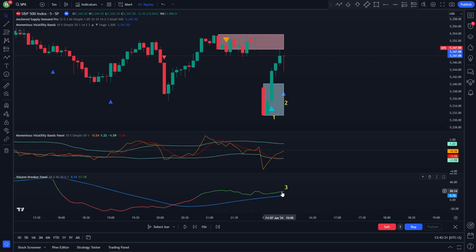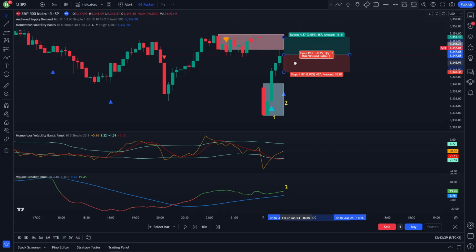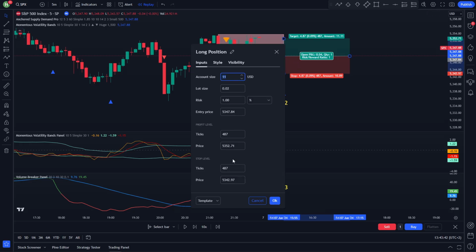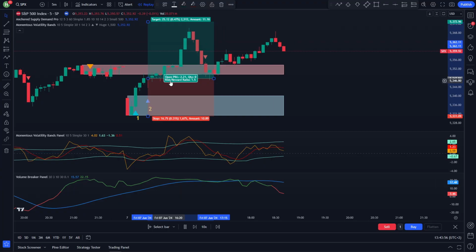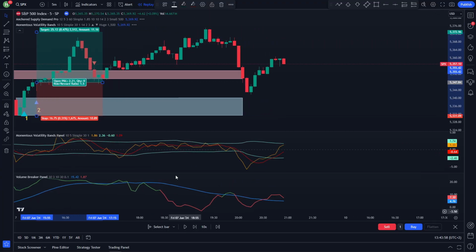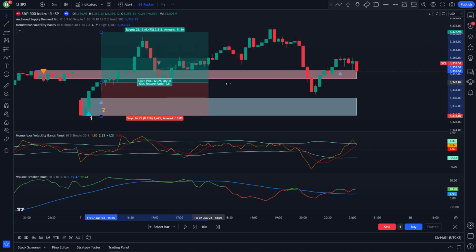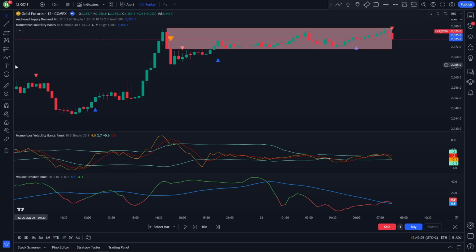This can be observed on the Volume Breaker panel with the line colored green. Once all of these criteria are in place, I will enter my buy trade. For the buy trade, I will place my stop loss a couple of points below the demand zone and aim for 1.5 times the return. By leveraging the Anchored Supply Demand Pro, Volatility Bands and Volume Breaker panel as our final confirmation, we ensure a well-confirmed entry signal. Next, let's explore the other side of the spectrum by looking at a sell or short trade.